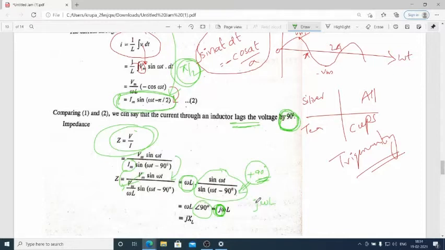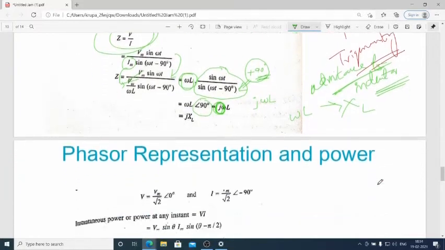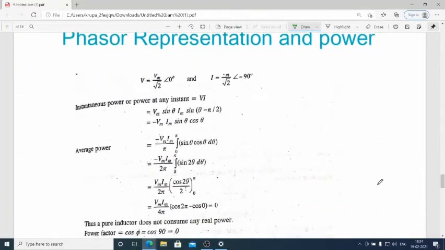Okay, so omega L is treated as XL. XL means the reactance of the inductor. Okay, please remember these names in the AC analysis. Please do not confuse them.